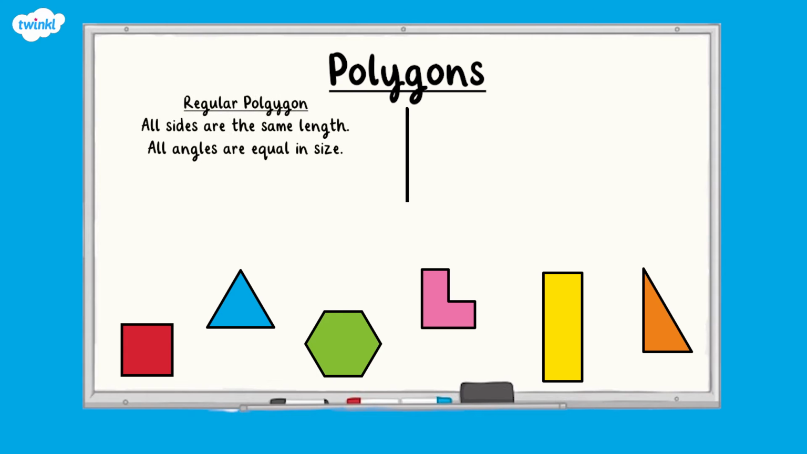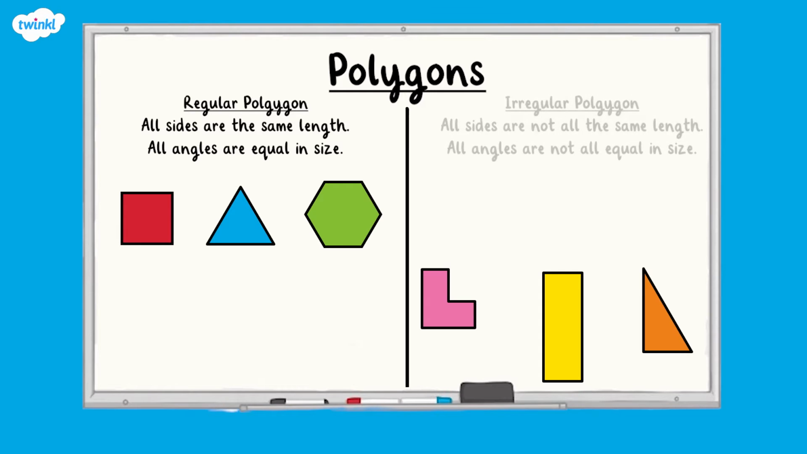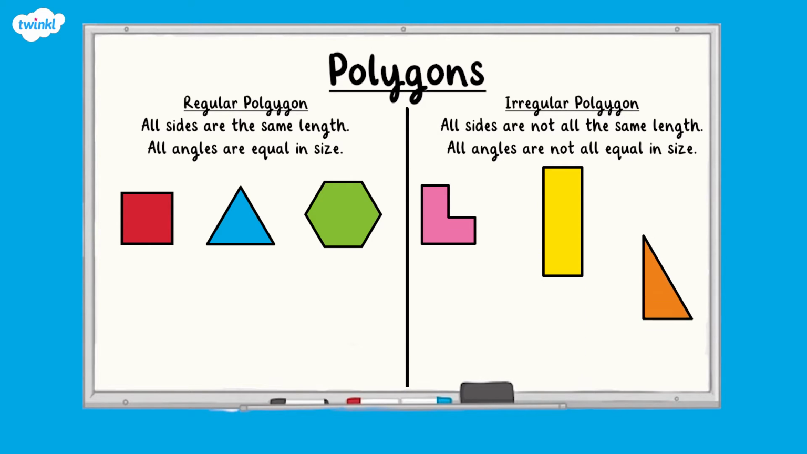A regular polygon is a shape where all the sides are the same length and all the angles are equal in size. A square, an equilateral triangle, and a regular hexagon are all examples of regular polygons. An irregular polygon is a shape that is not regular. It does not have all equal sides of the same length or all angles of an equal size.